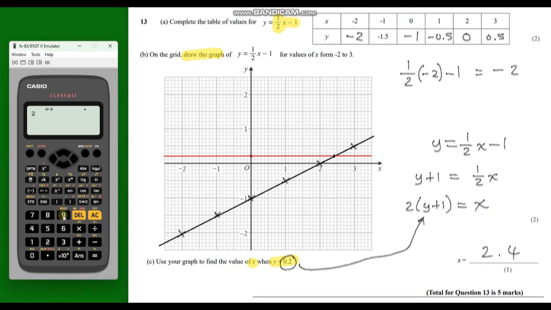So we've got 2 in brackets (y plus 1). Well, we know that y is 0.2, so it's going to be 0.2 plus 1, close brackets. Then if we press equals and then change it to a decimal, you can see that we've got 2.4. So we've got it exactly right. Obviously this requires a bit more work, and you can't just do this working out to get your answer. If you just do this working out, you won't get the mark, because the question says use your graph to find the value of x. So you have to use the graph. This was just a check, basically.